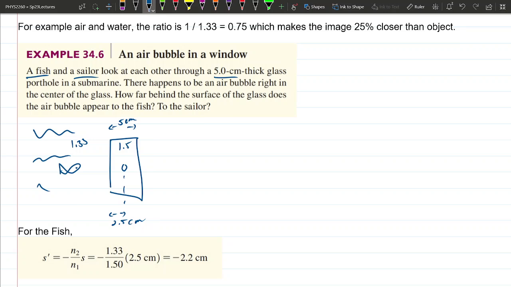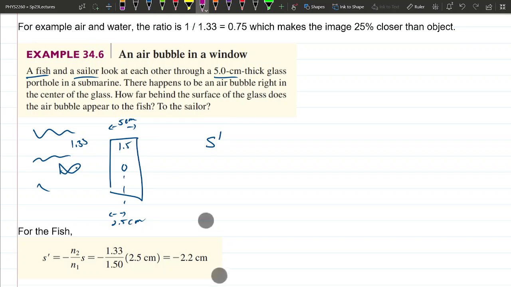So what happened is that you're going from an area of high index of refraction to low index of refraction, so the bubble is going to appear closer to the surface, to the fish, okay? All right. So what we're going to do is apply the equation we just derived. So where the image appears to be, S prime, right?